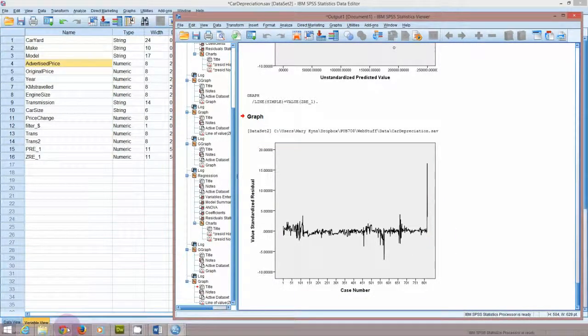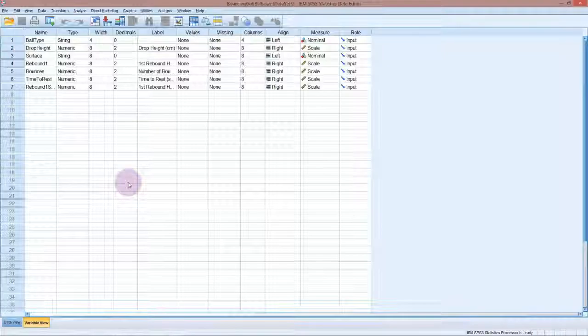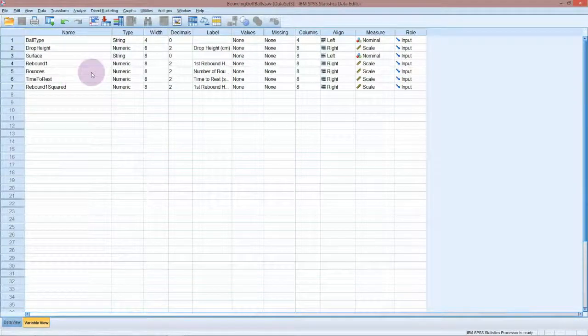Okay, so the last one I want to look at quickly is a new data set, because I just wanted to pick out something that does happen in case you see it in your projects. Now this is part of a data set of bouncing balls on different surfaces and seeing how high they bounce, rebound back, and the time until they stop bouncing.